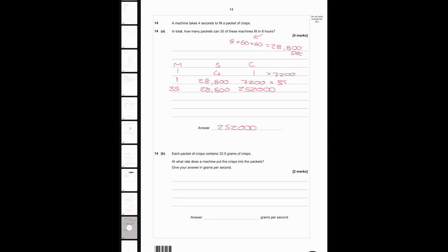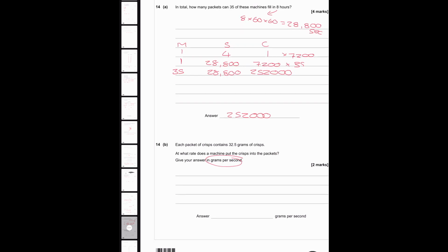The next part of the question says each packet of crisps contains 32.5 grams of crisps. At what rate does the machine put the crisps into the packet? Give your answer in grams per second. This is a massive hint. Grams per second means we're going to have to take the weight and divide it by the amount of seconds. We know the weight is 32.5, and we divide this by 4 seconds, which is 8.125. So our answer is 8.125.